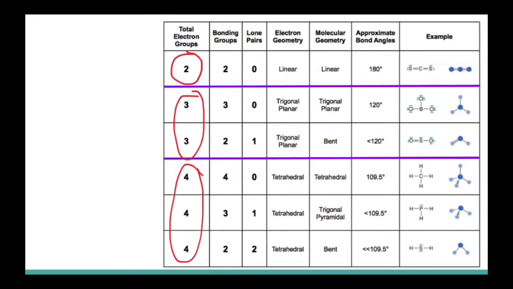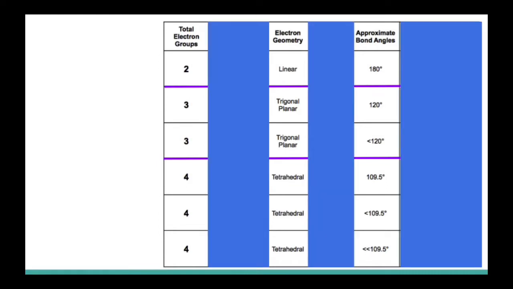So that's where I'm going to be starting: looking at the total electron groups around a central atom. So I'm going to cover up these other columns for right now. Please don't cross these out or scratch these out. They're important information. I just want to focus your attention for a little while just on the total electron groups and the electron geometry that goes with them.